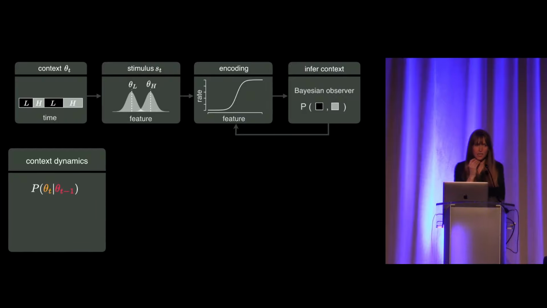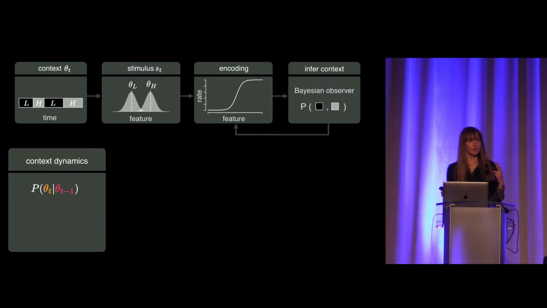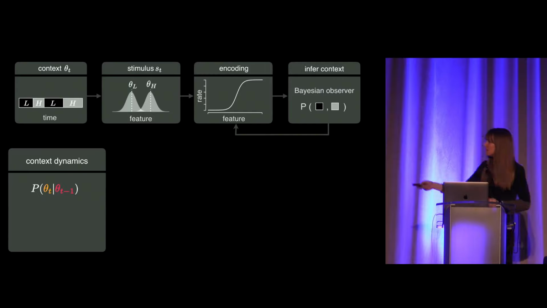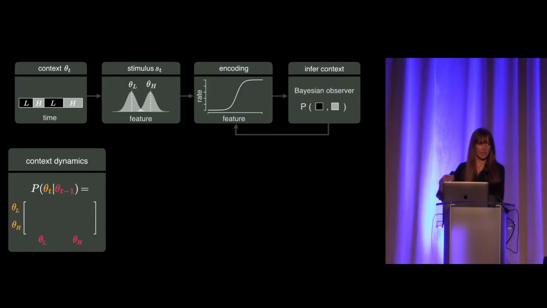Now I'm going to specify specific dynamics for these changes in context, and here I'm going to assume that the context at time t only depends on the context at time t minus 1. This is a Markov assumption about the dynamics of the environment. Now, in this case, when the environment only has two states, then this probability distribution is specified by a 2x2 matrix that tells us the probability of transitioning from low to high or from high to low from one time point to the next, or of staying in the same context.